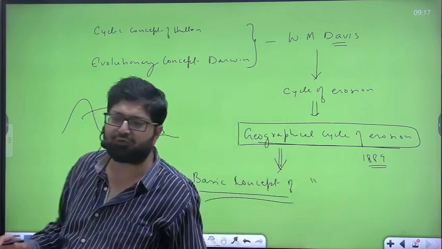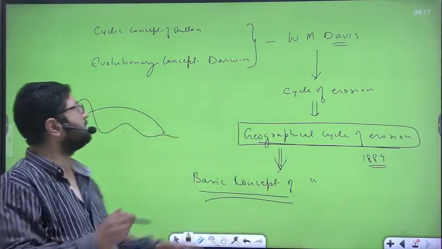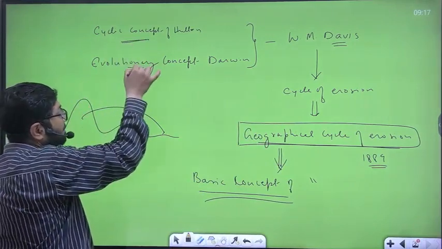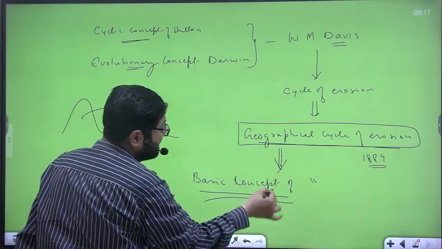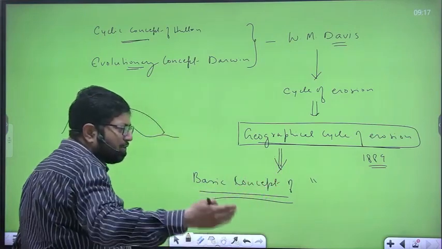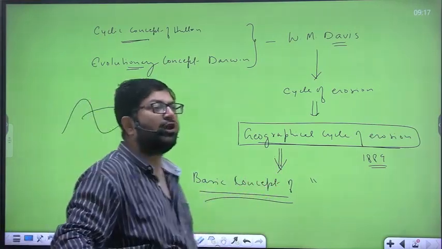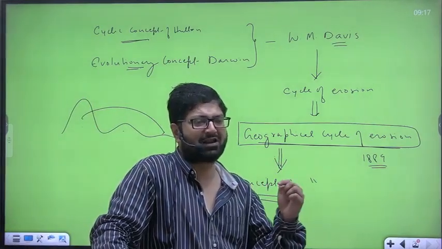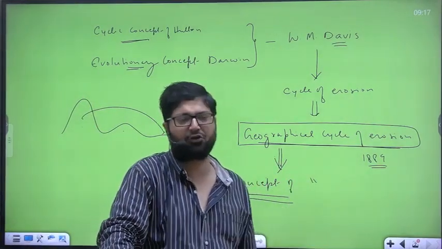So this geographical cycle of erosion was based on these two concepts, was derived from these two concepts, and it was based on the basic concept of gradual, sequential, orderly evolution of landform through time, just like evolution of life, organic life.